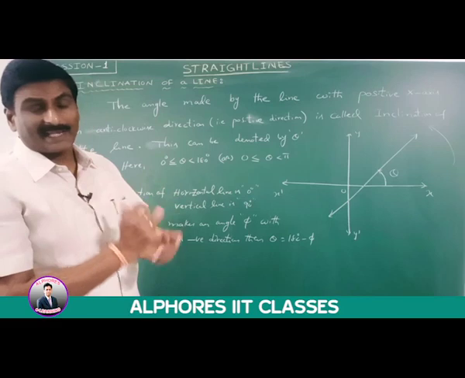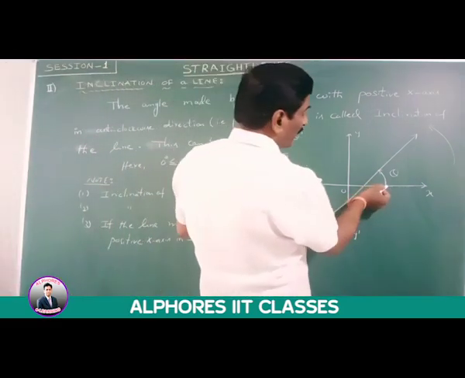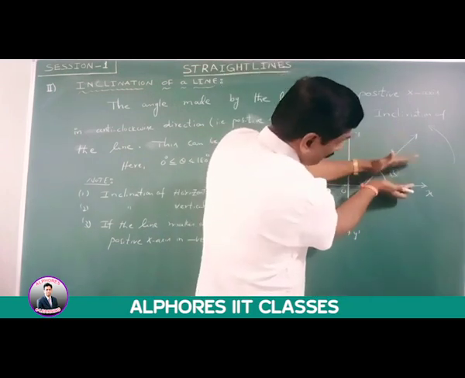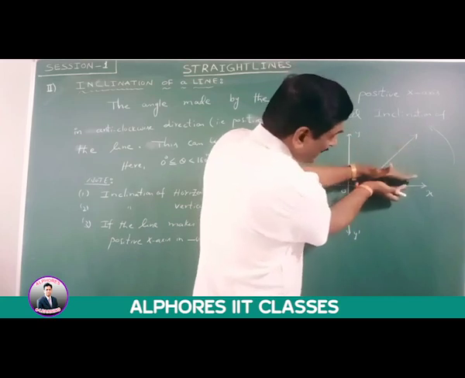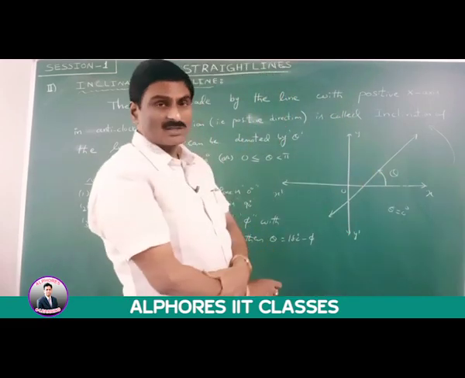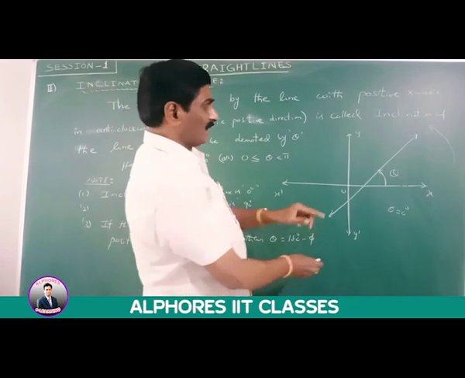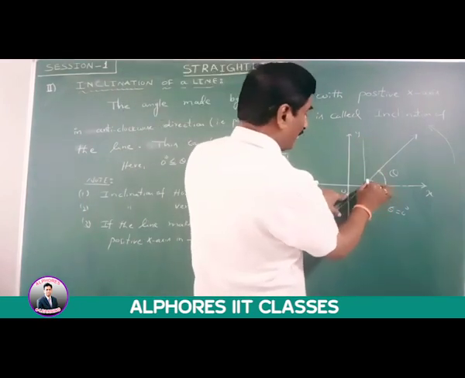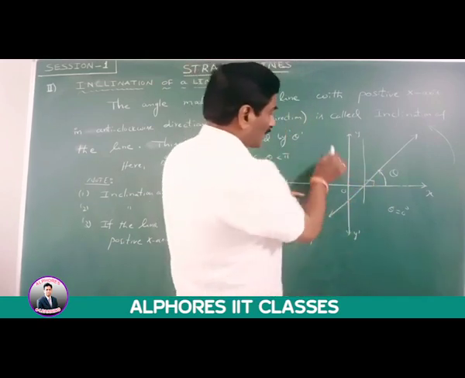How do we find the range of this theta? Suppose this is the angle between the positive x-axis and the line. Suppose the line moves towards the positive x-axis, then this theta reduces. If this coincides with the x-axis, what is the value of theta? Theta is equal to 0 degrees. So the value starts from 0. Next, the line goes in this way. Suppose the line is in this way. The angle between the line and the x-axis is 90 degrees. Suppose the line is in this way.